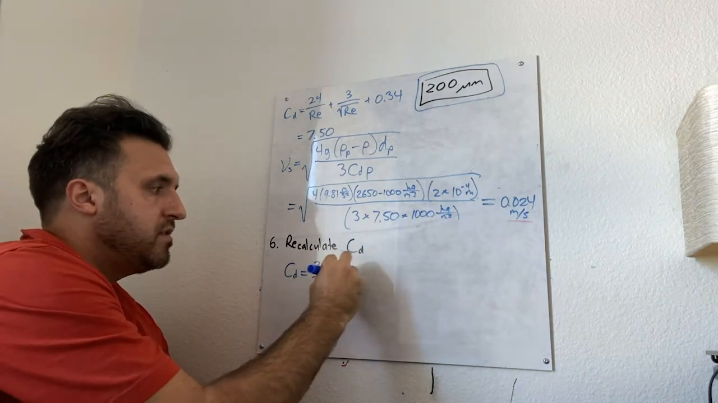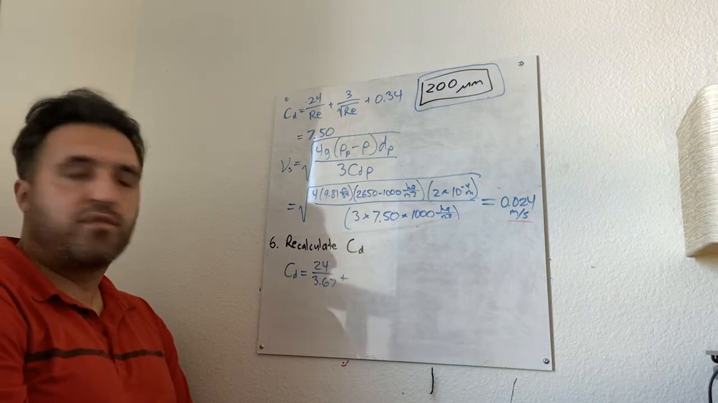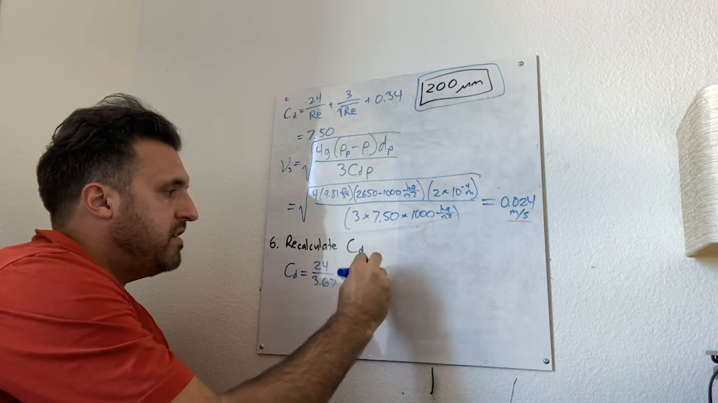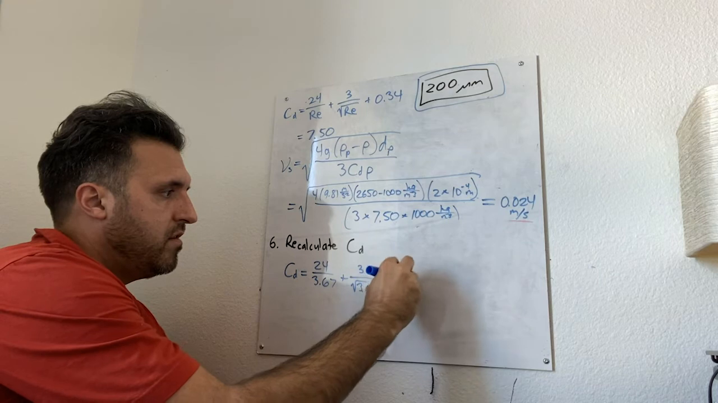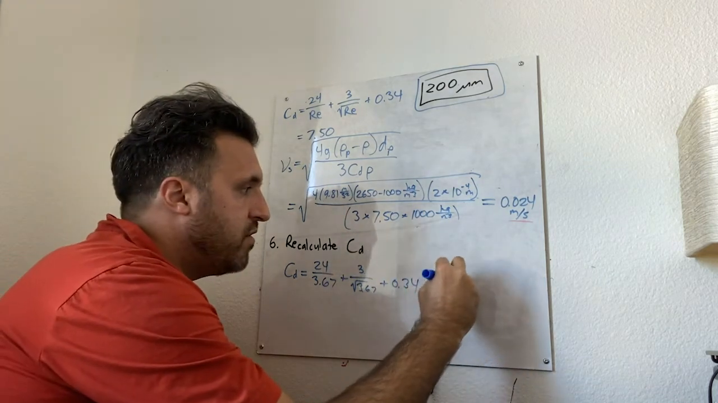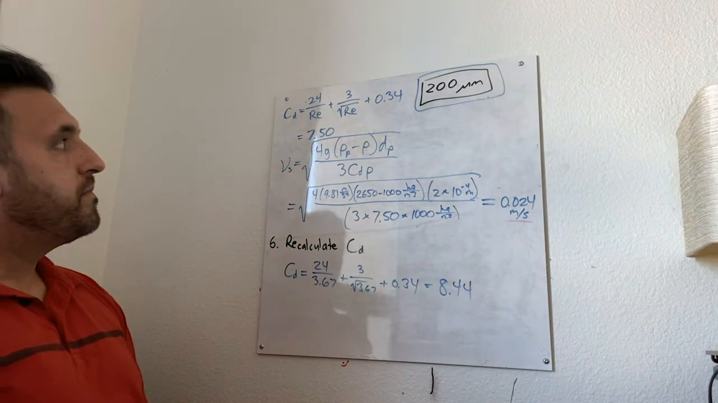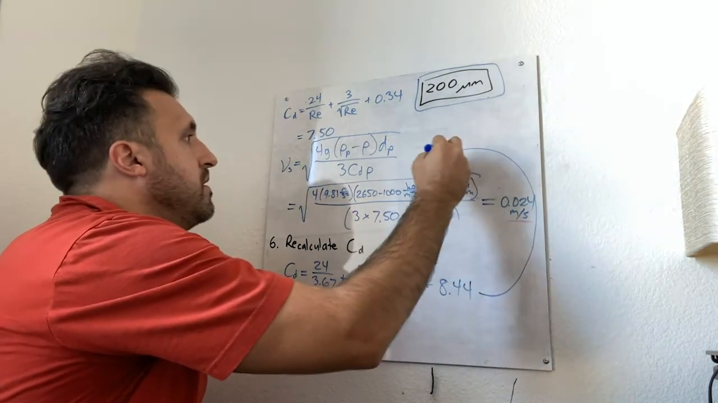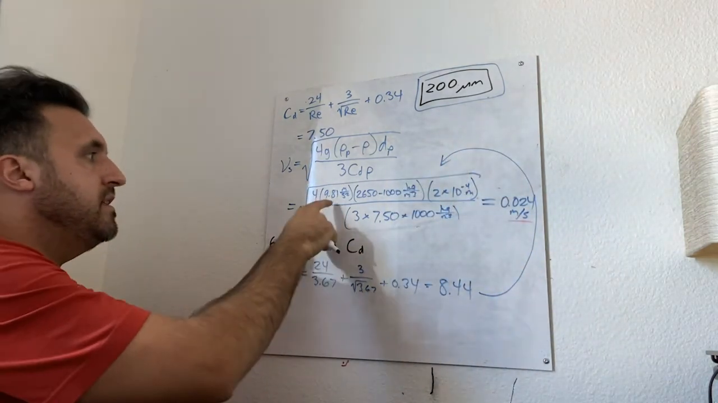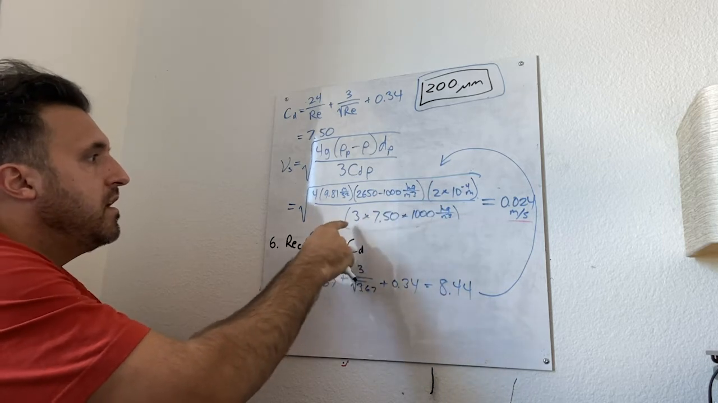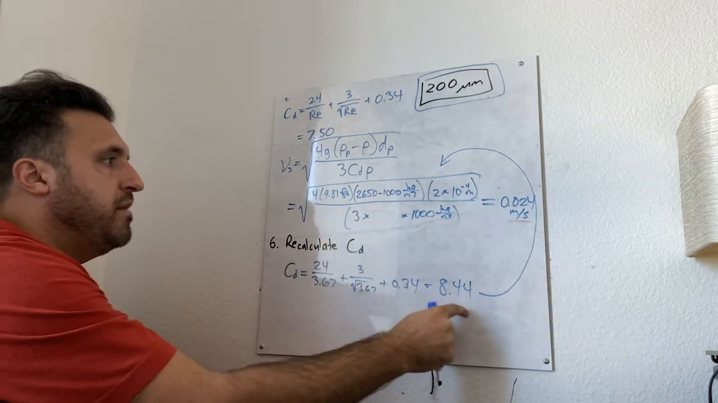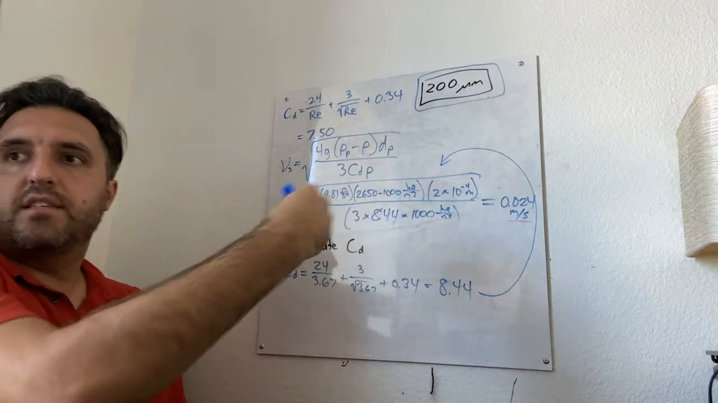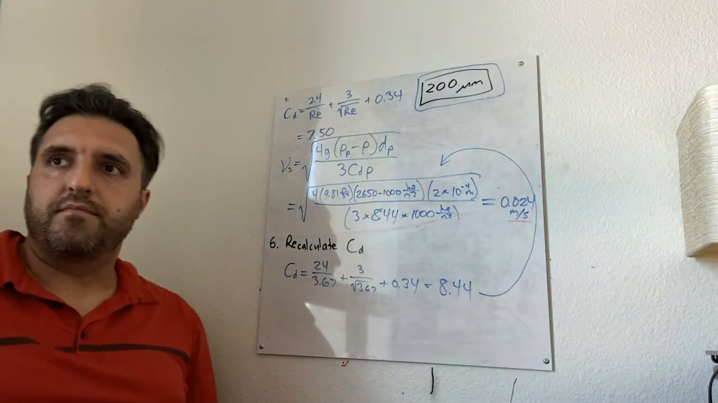So we're going to use that to calculate the drag coefficient, so 24 divided by 3.67 plus 3 divided by square root of 3.67 plus 0.34. And that gives us 8.44. Slightly higher than we had before. So then we're going to repeat back into this step. And instead of using 7.5, we're going to substitute 8.44 instead. Alright, we keep repeating this process until we get a convergent answer.